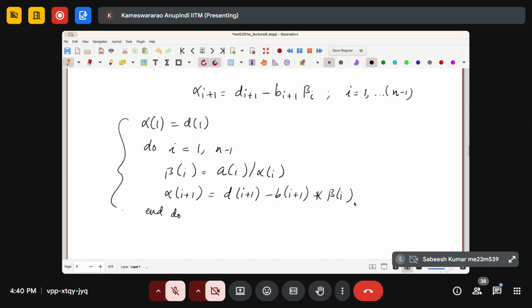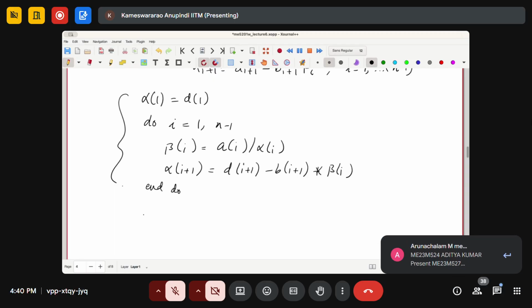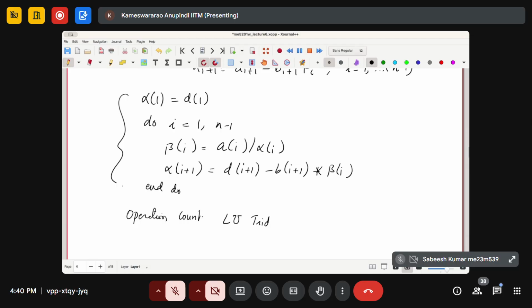Okay. What is the operation count for LU decomposition for this tridiagonal matrix? This is an assignment. This is one division or multiplication, and this is one multiplication. So we have 2 times n minus 1, right? 2 times n minus 1.